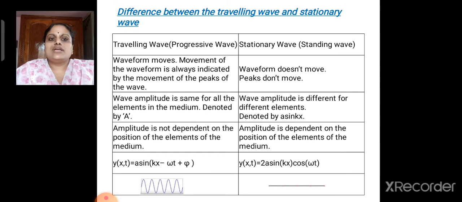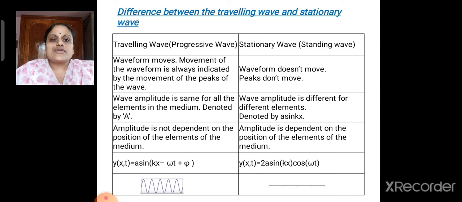In the case of a traveling wave, the wave amplitude is the same for all the elements in the medium, which is denoted by capital A. In the case of a stationary wave, the wave amplitude is different for different elements. Amplitude is denoted by 2A sin kx. In the case of a traveling wave, the amplitude is not dependent on the position of the elements of the medium, while in a stationary wave, the amplitude is dependent on the position of the elements of the medium.